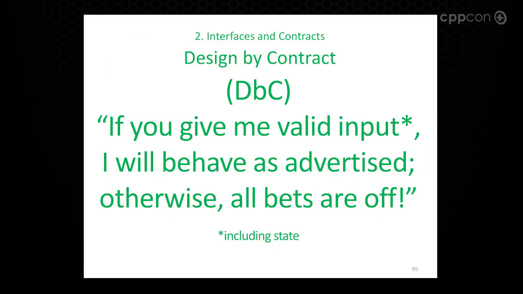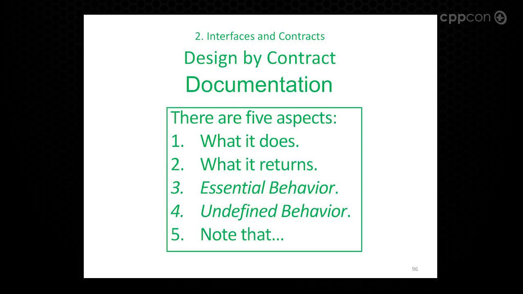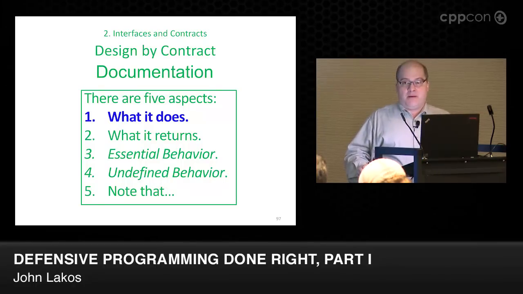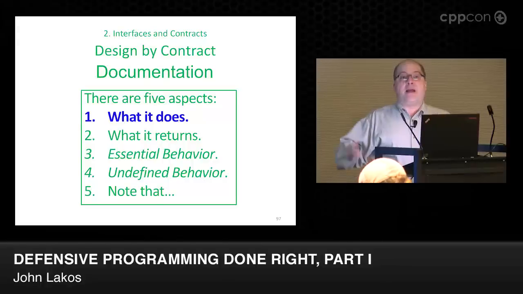All right? So, what is design by contract? If you give me valid input, I will behave as advertised. Otherwise, all bets are off. Okay? When we do contracts, meaning when I do contracts, I look at 5 things. I look at them in this order. They're not separate sentences. The first thing is what it does. And we call out every parameter that is not optional in this first sentence. We do it in a very stilted way. We do it every time, and we make sure we do it exactly the same way every time.